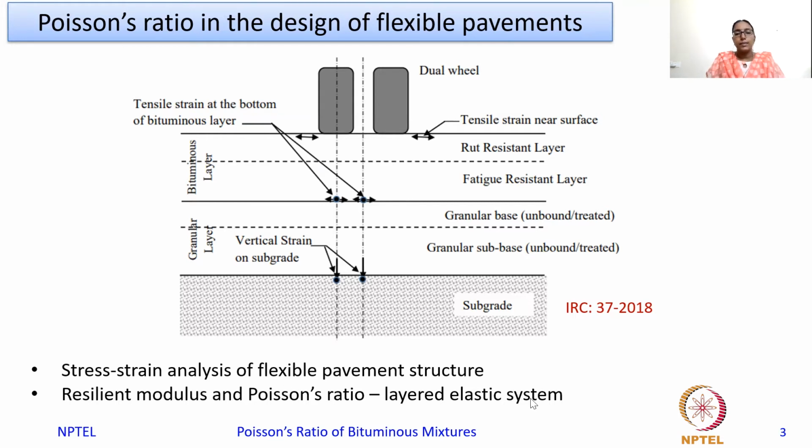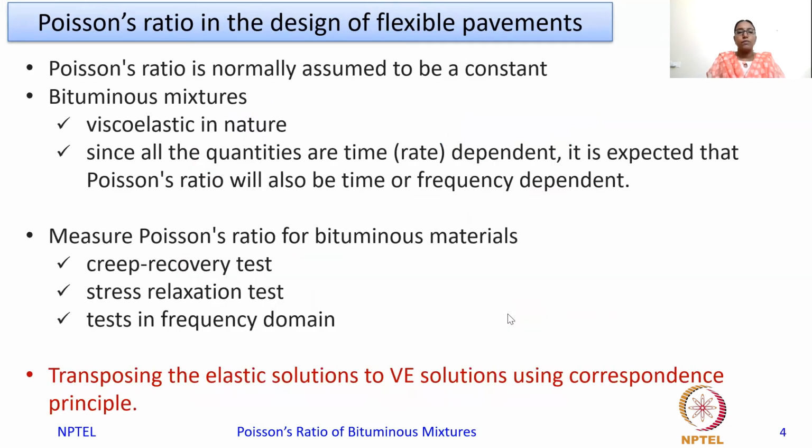So in the layered elastic analysis, we have chosen a constant Poisson's ratio for the granular layer as well as the bituminous layer. And the measurement of this Poisson's ratio we have discussed when we discussed our resilient modulus test for bituminous mixtures. Now, we know that this bituminous mixture is viscoelastic in nature. So, for a viscoelastic material, all the quantities are time or rate dependent. So, obviously, we can expect that the Poisson's ratio will also be a time or a frequency dependent parameter.